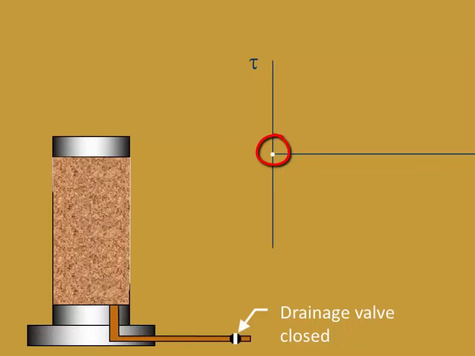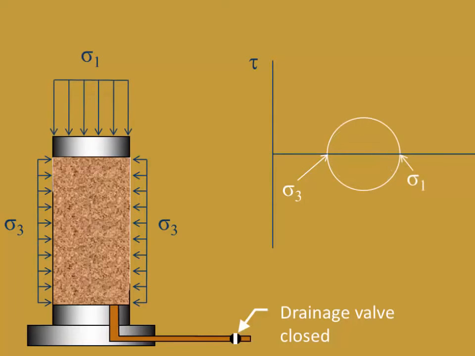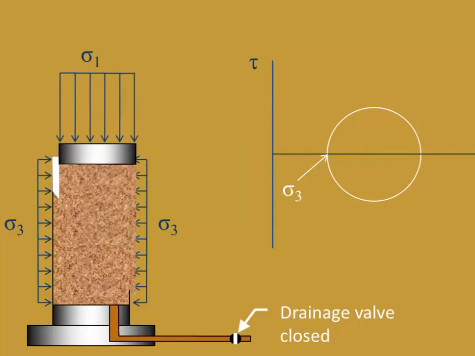the Mohr-Coulomb diagram. As we apply the cell pressure during the consolidation phase, the Mohr circle remains a point because sigma 1 and sigma 3 are both equal to the cell pressure. However, the Mohr circle moves to the right along the sigma axis as the cell pressure increases. Once the consolidation phase is complete, the shear phase starts by increasing the vertical stress applied to the specimen. The minor principal stress sigma 3 does not change as we shear the specimen. We continue to increase the vertical stress until the specimen fails.